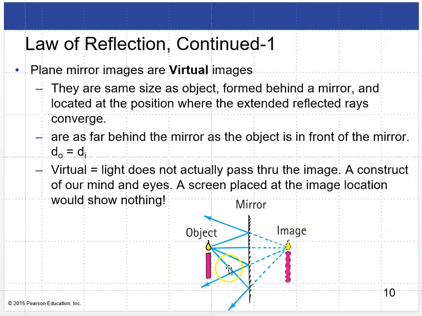The image will form exactly as far behind the mirror as the object is in front of the mirror. So this is the distance to the object, that's DO, equals DI, which is distance to the image. And all these distances are measured relative to the mirror surface. This is a virtual image. The light will not actually pass through the image. It's a construct of our mind and eyes. There's actually nothing back here except just what we imagine is back there. And if we put a screen here, you wouldn't see anything. Now notice the image is upright. Whenever you see an upright image, it's almost always a virtual image. If it's upside down, it's almost always a real one.